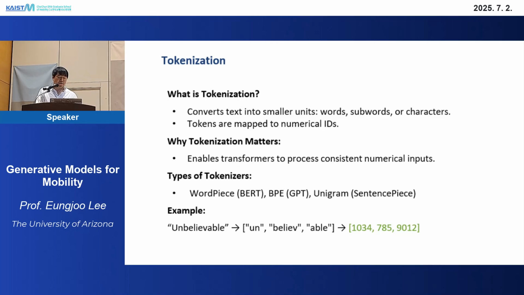There are many algorithms you can use for the tokenizer, such as WordPiece from BERT and BPE from the GPT model. For example, when you have the word unbelievable, you can make each component a token, such as un, believe, and able, and you can map them to numeric IDs, as you can see.